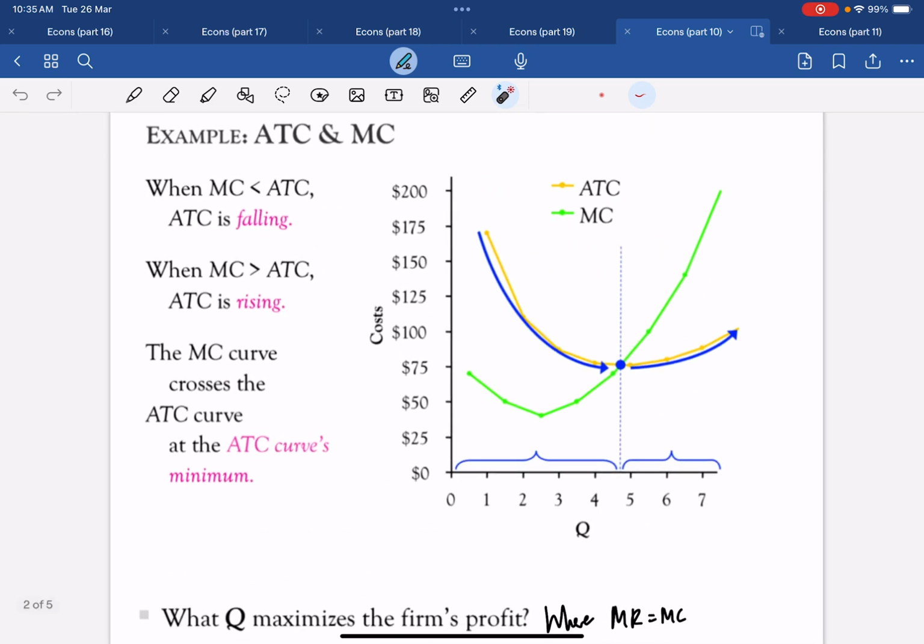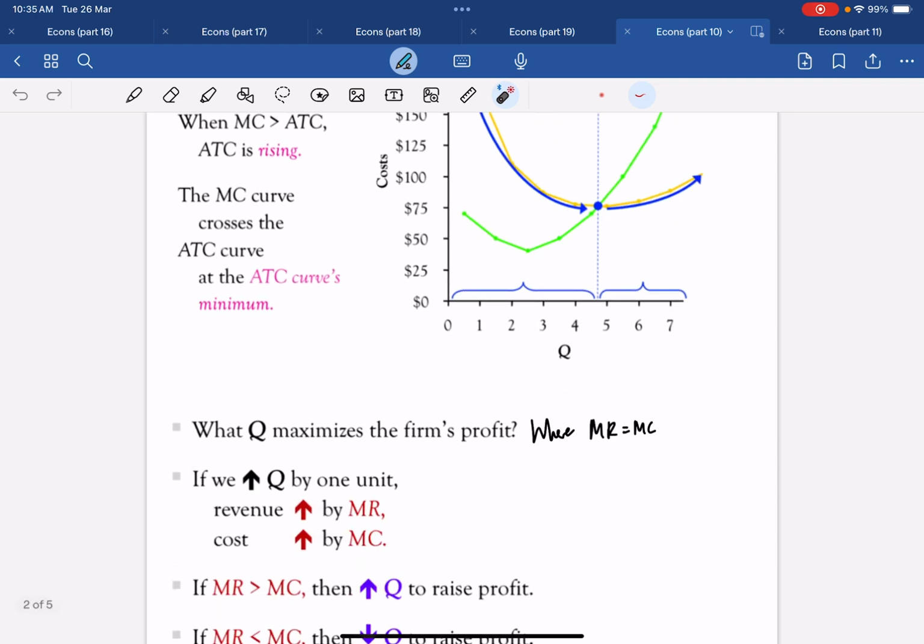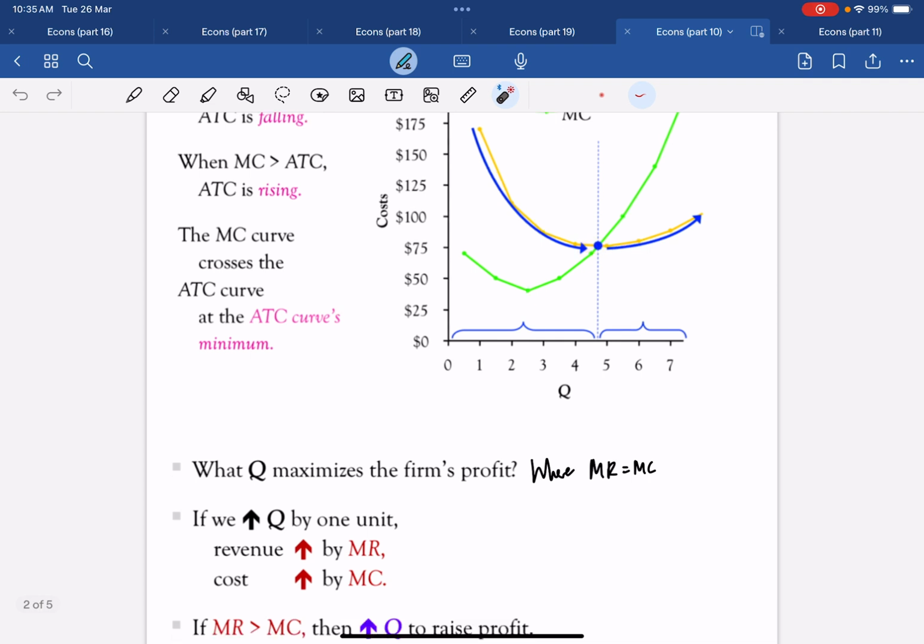One way of showing the average cost and marginal cost is through a curve like this. When your MC is less than your ATC, then your ATC is falling, because the marginal cost you add per quantity is less than the average, so you drop the average and keep going. And once your average is more than your marginal, then the average will keep rising. So MC crosses ATC only at the ATC's minimum.